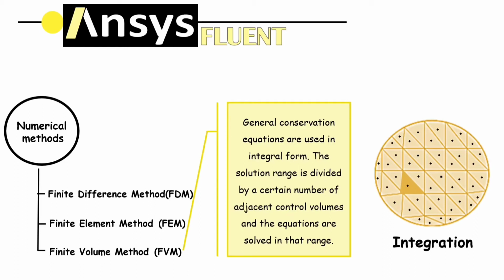The solution range is divided by a certain number of adjacent control volumes and the equations are solved in that range. The quantities are calculated at the center of the nodes and interpolation must be performed to obtain values on the surfaces. The finite volume method is applicable to all geometries, including complex geometries. This method is more suitable for solving computational fluid dynamics and heat transfer problems. For example, Fluent software uses this method.